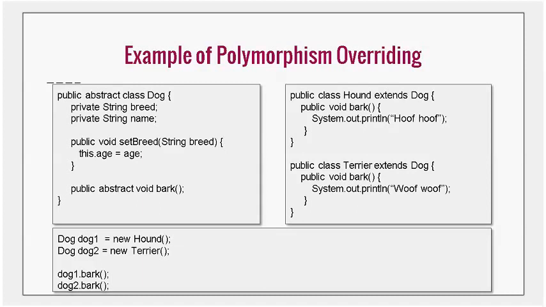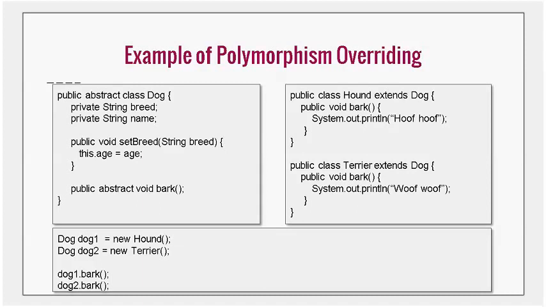Now here is one subclass called hound. So public class hound extends dog. That means this class has to implement the bark method. So here we are implementing the bark method and we are saying system out hoof hoof. Then there is one more class called terrier, which is also another subclass of dog, and this one also implements the bark method, and it's a little bit different. It just says woof woof.